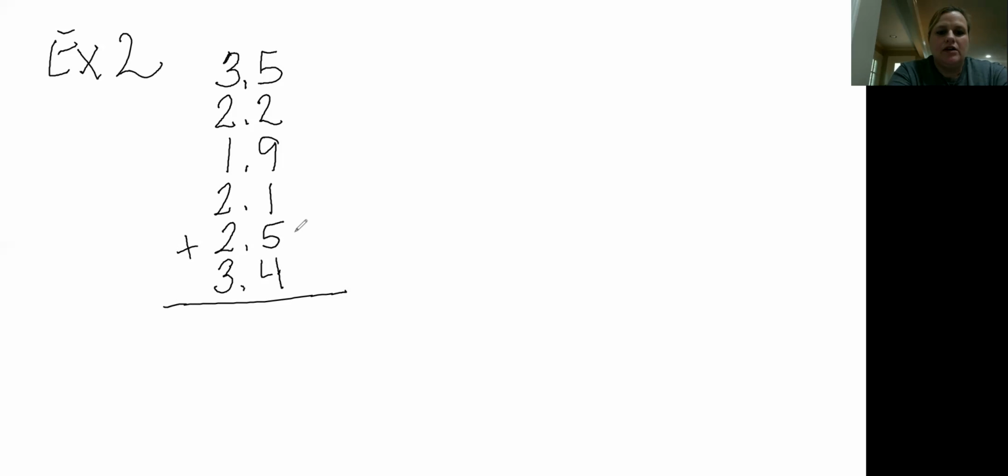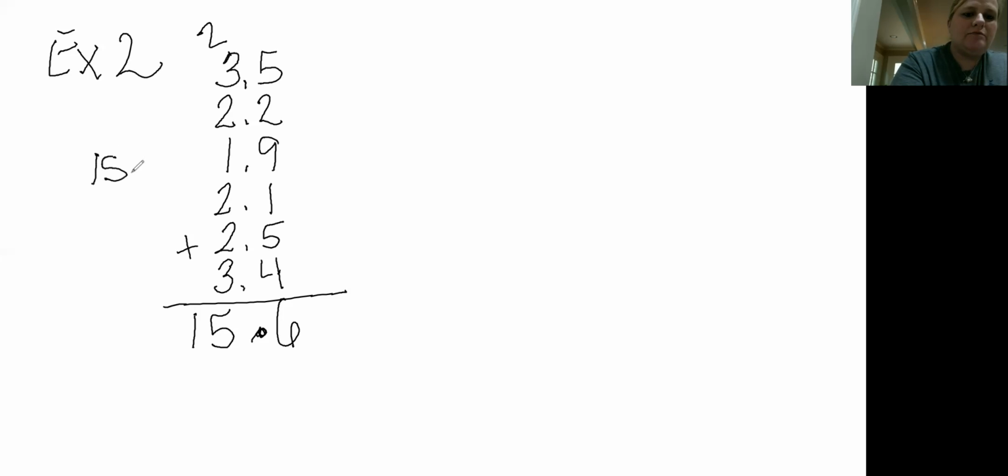So this is 5 plus 4 is 9, plus 1 is 10, plus 9 is 19, plus 2 is 21, plus 5 is 26. Bring down my decimal. Notice how I lined up all my decimals. So 3, 4, 5, 6, 7, 8, 9, 10, 11, 12, 13, 14, 15. So this one is 15.6. Okay, and then we divide by 6.